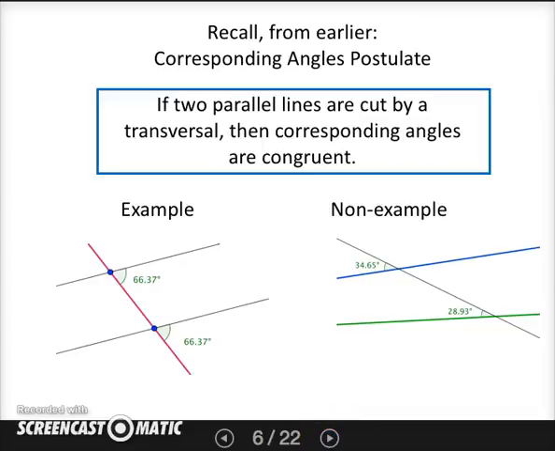Recall from earlier that we had the corresponding angles postulate. That was what we started with when we wanted to use parallel lines to prove things about angles. It said that if two parallel lines are cut by a transversal, then corresponding angles are congruent. So we were told two lines were parallel, and we were able to deduce that corresponding angles were congruent. And if the lines were not parallel, the corresponding angles were not congruent.